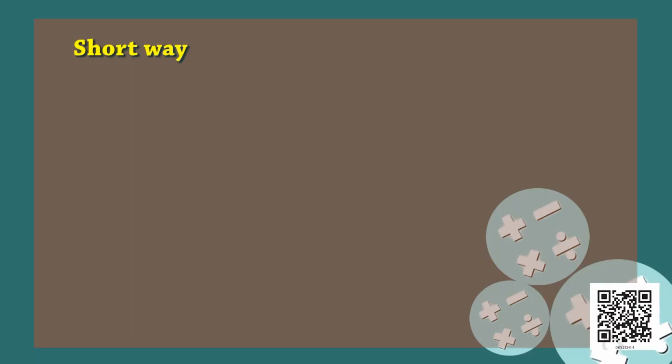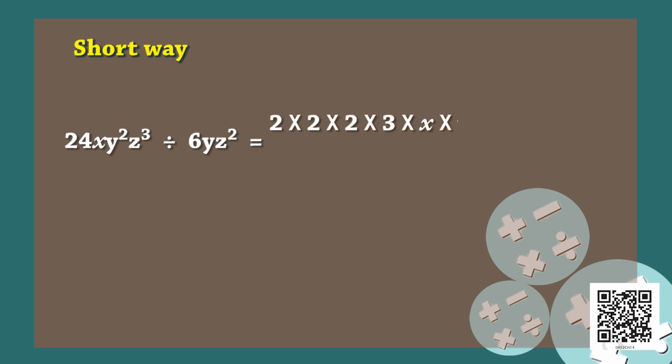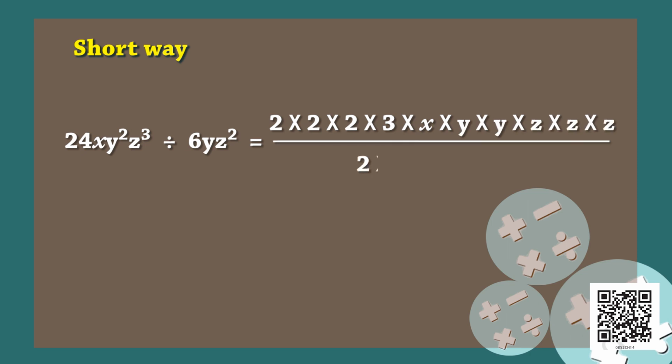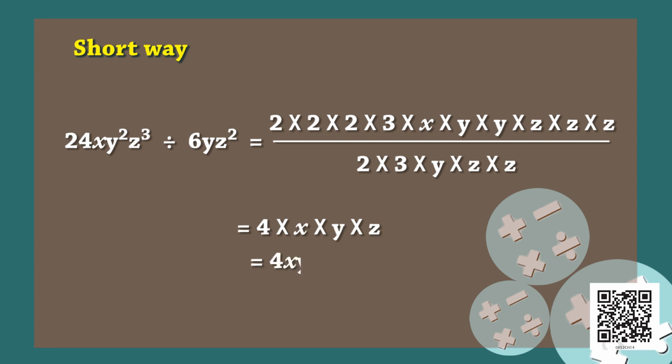Look at 24xy square z cube divided by 6yz square is equal to 2 into 2 into 2 into 3 into x into y into z into z into z divided by 2 into 3 into y into z into z. Now, by cancelling common things, we are left with 4 into x into y into z, that is equal to 4xyz.